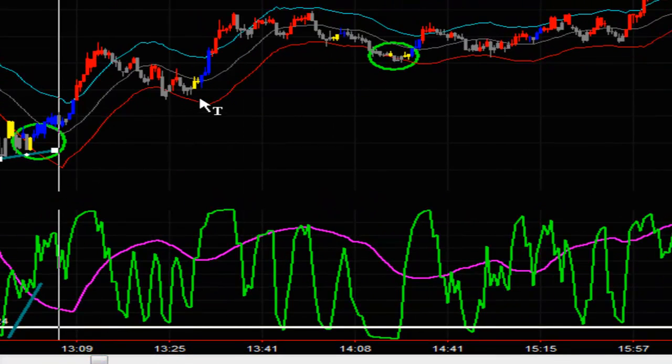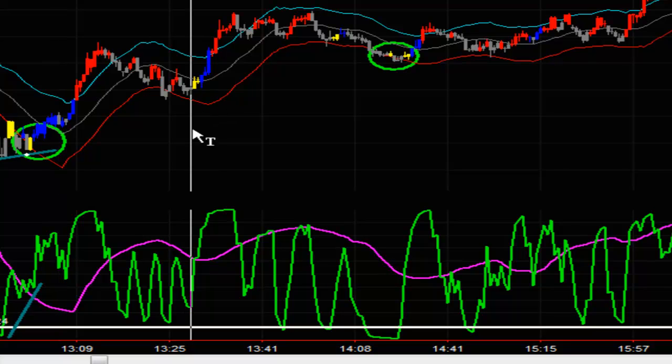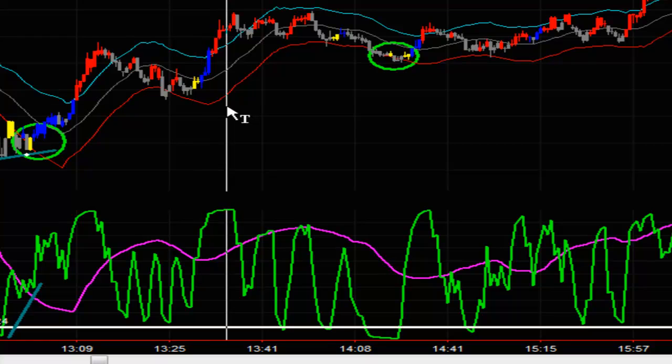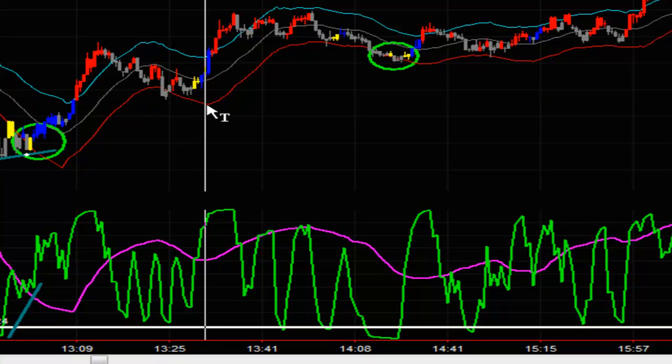This entry is not marked, even though we're getting a color here to go. I didn't mark it because we didn't have the RSI down into the 10 area. I almost felt that we could have seen lower lows here, maybe down into here even.